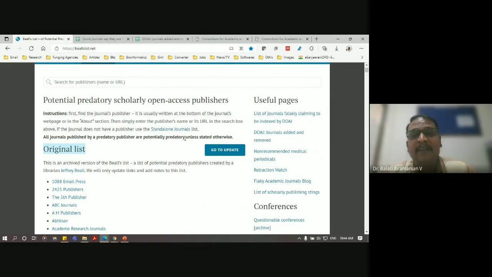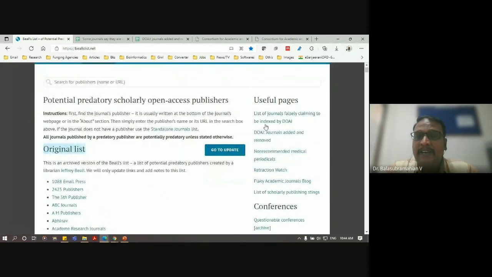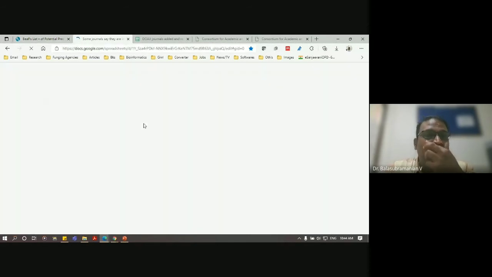Hundreds or thousands of journals come under publishers like ScienceDirect, but standalone journals do not come under a particular publisher. They publish by themselves. Even so, they also maintain some standards, right? So we can see here, and on the right side you can see the list of journals falsely claiming to be indexed in DOAJ, the Directory of Open Access Journals. And here we can see the open access journal list.